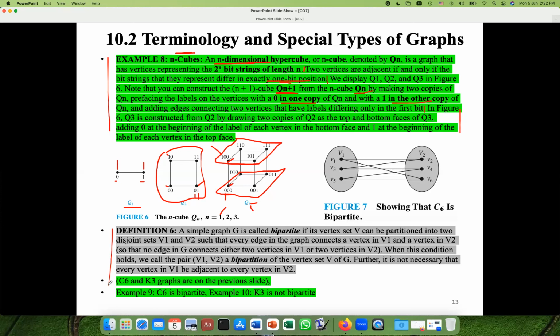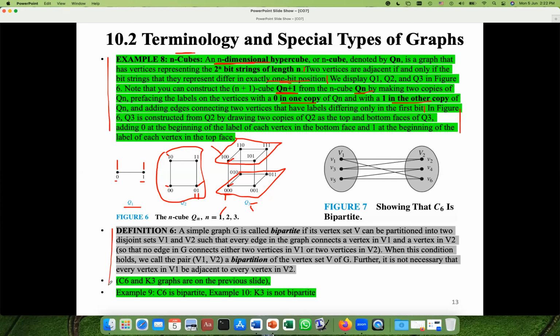Those vertices V1 and V2 will have edges in the graph, and no edge in G connects either two vertices in V1 or two vertices in V2. So this is written, the things which I explained already. These are the sentences which are saying the same thing.